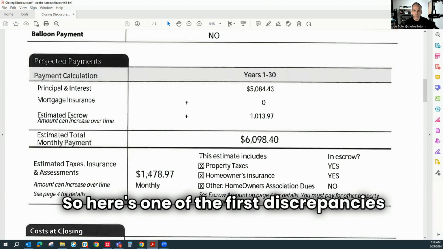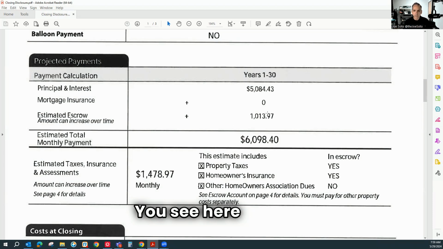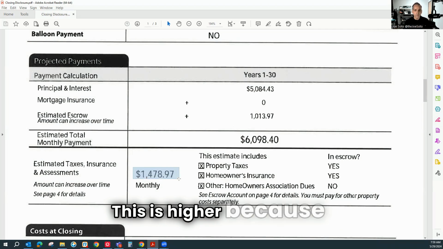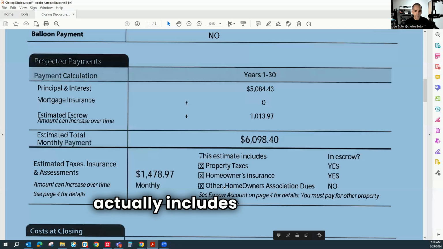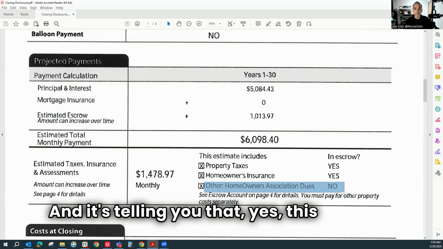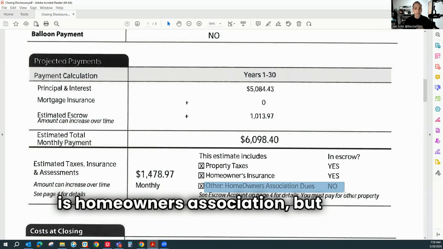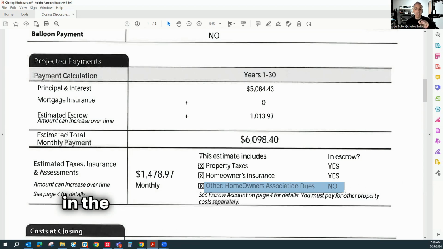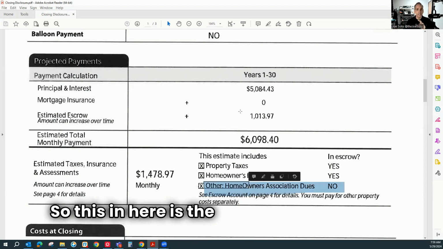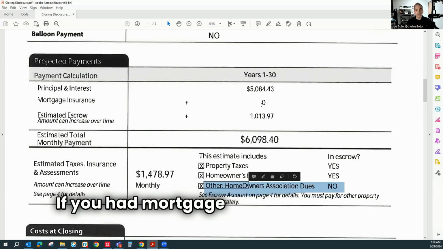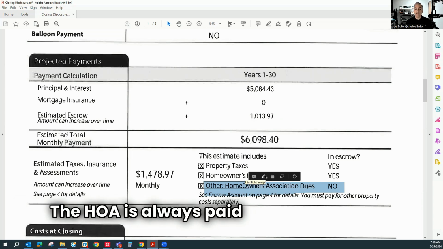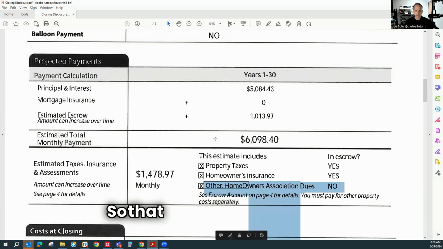So here's one of the first discrepancies you'll see. You see here escrow, you see here assessments, right? This is higher because this actually includes homeowners association dues, right? And it's telling you that yes, this property is homeowners association, but it is not included in the escrow, meaning in the monthly payment. So this in here is the taxes and insurance. If you had mortgage insurance, it would be in there. That's in the monthly payment. The HOA is always paid separately. Okay. So that gives you all of that.